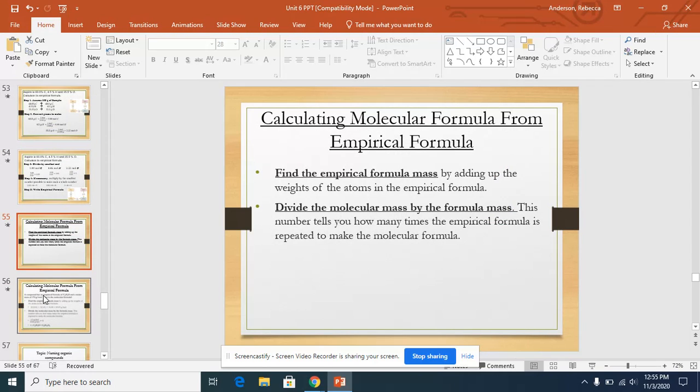Okay, so calculating molecular formula from the empirical formula. So you are given the empirical formula. You need to figure out what the molecular formula is. So for step 1, find the empirical formula mass by adding up the weights of the atoms in the empirical formula, and divide the molecular mass by the formula mass. So go ahead and write those 2 steps down, and then I will go over what that looks like and what that is.